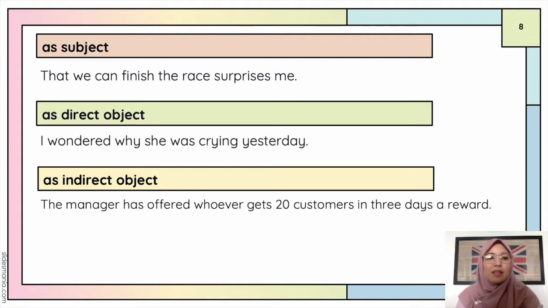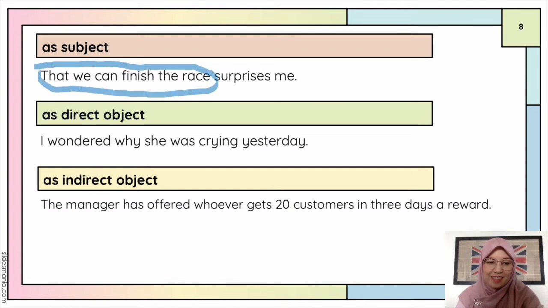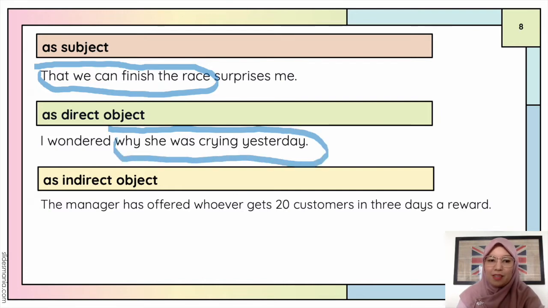Let's check it out. The first one, the function as subject. There is a sentence said that we can finish the race surprises me. Can you find a noun clause? That's right. The phrase that we can finish the race is the noun clause. Excellent. Now let's continue. The function as direct object. I wondered why she was crying yesterday. Can you find again the noun clause? Yes, that's right. Why she was crying yesterday is the noun clause.